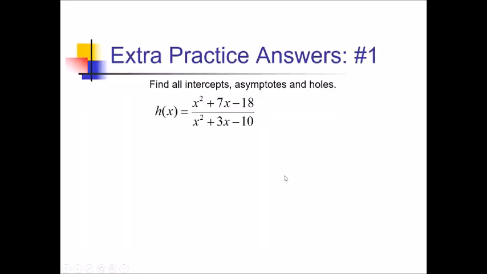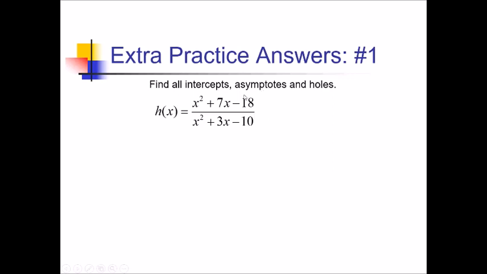For this one, we're trying to find intercepts, asymptotes, and holes for this rational function. It looks like we might be able to factor this, so that's probably a good idea to start things off, just to see what the common factors are and what the zeros are of the numerator and denominator.